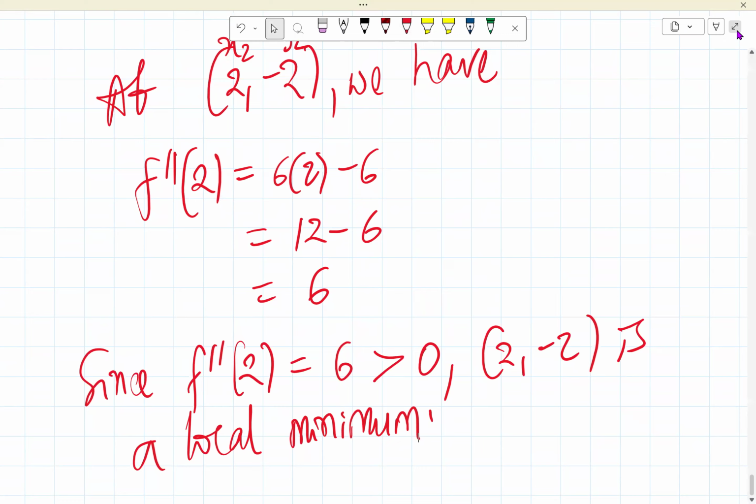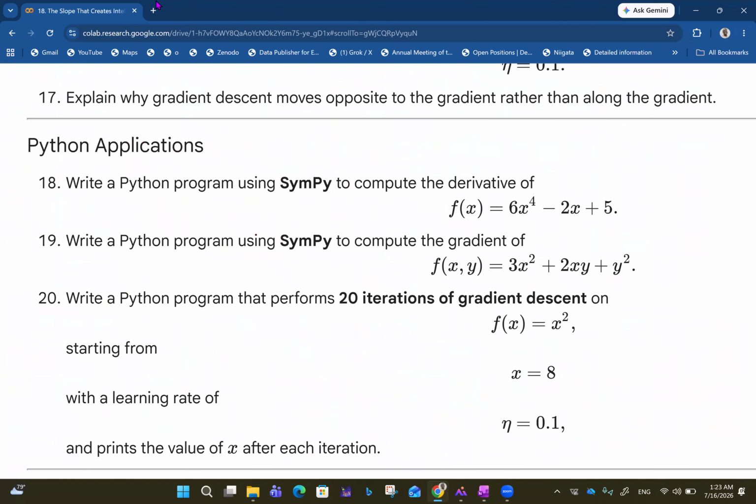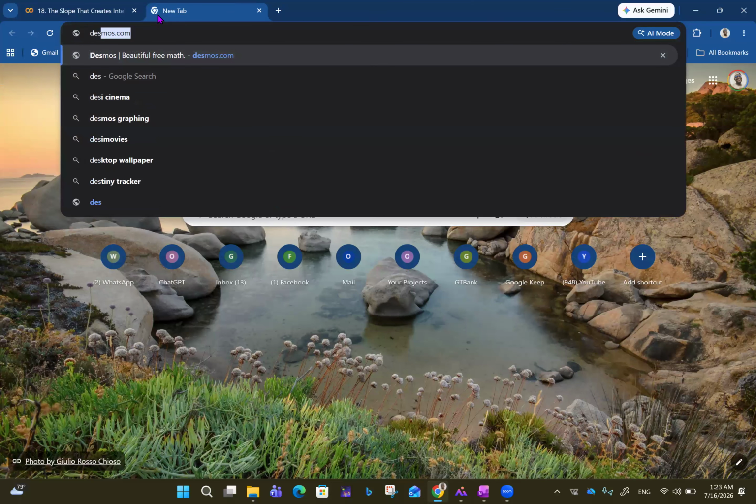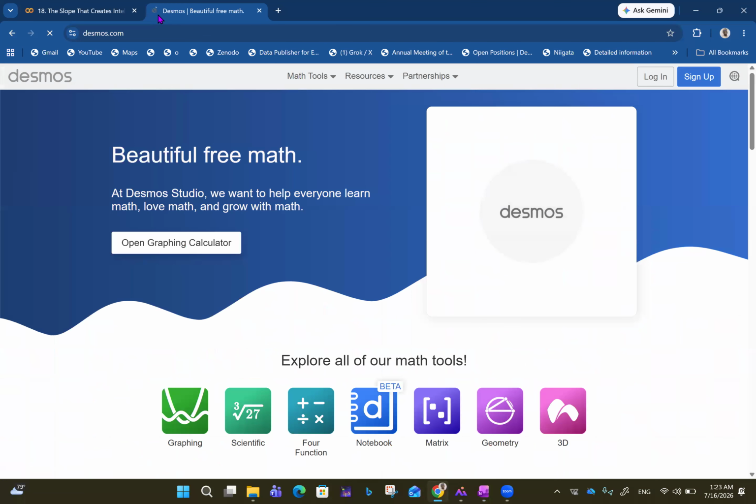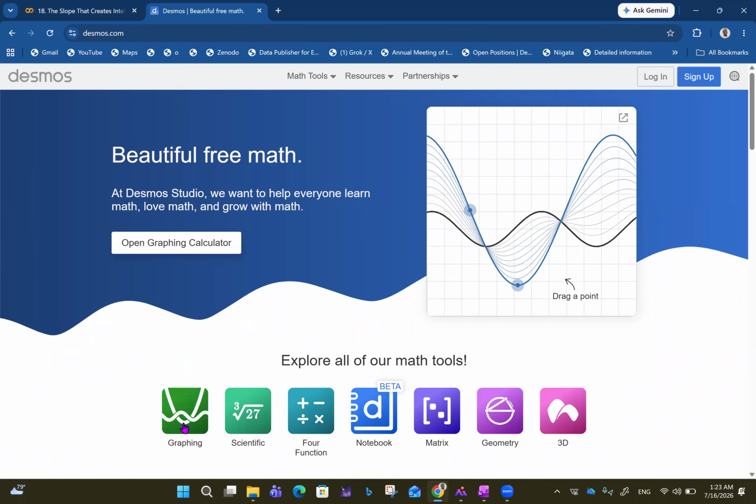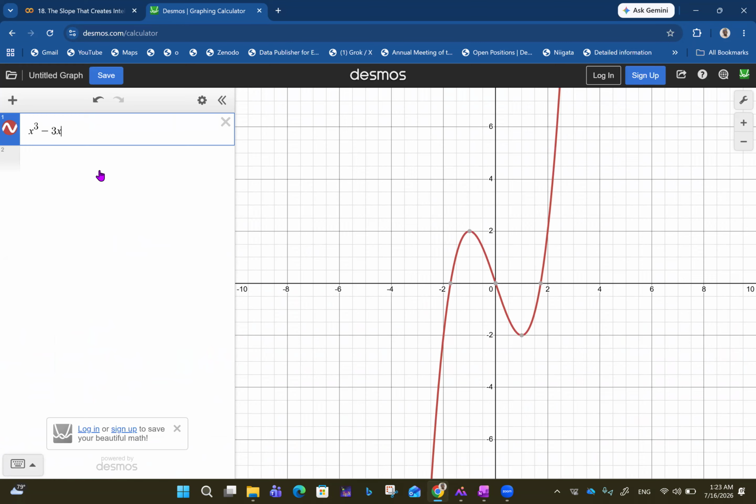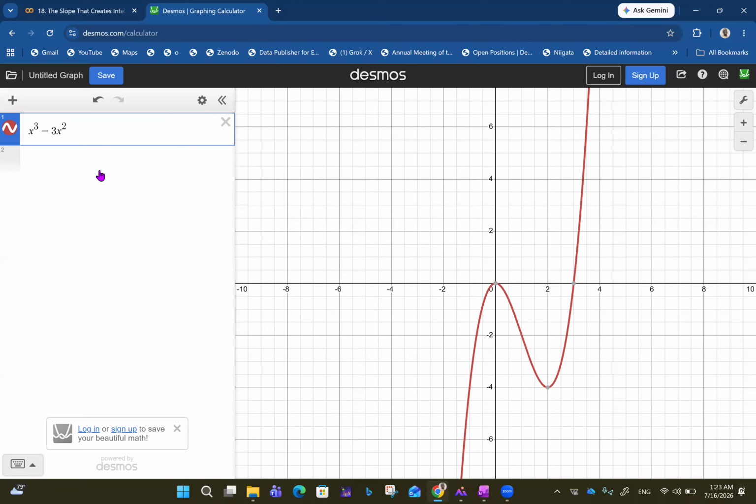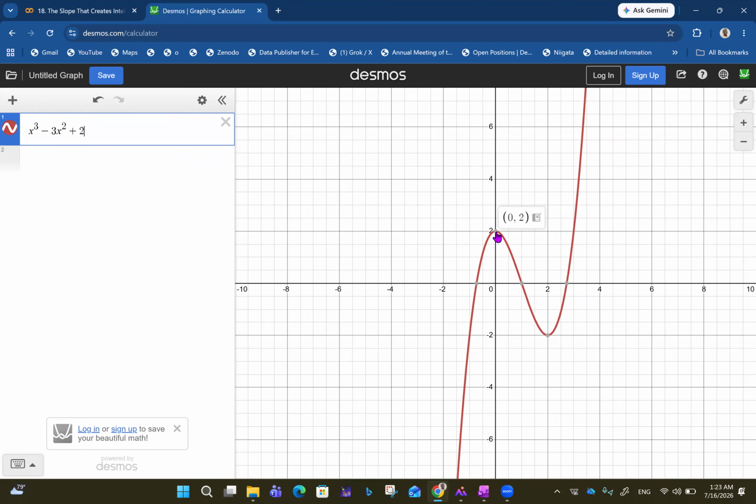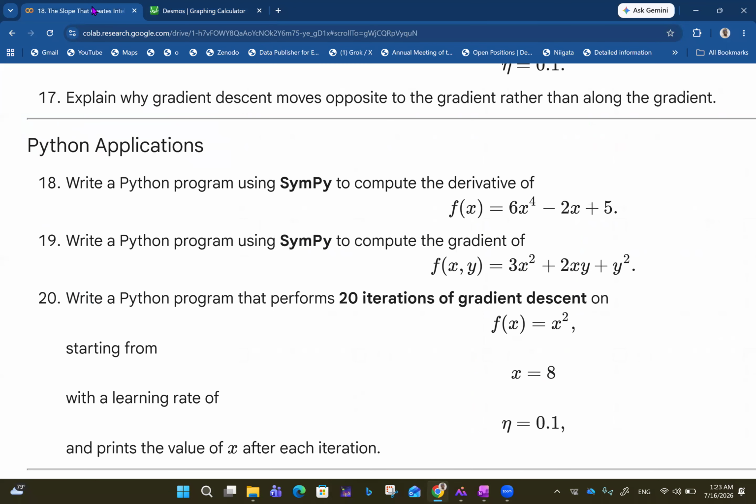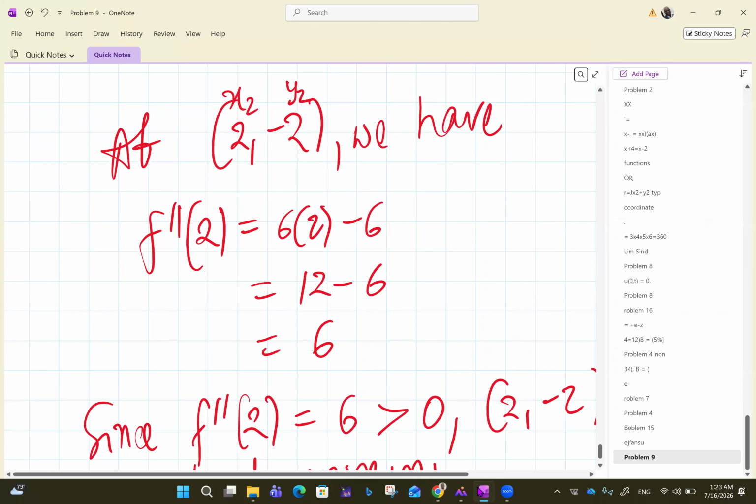You can demonstrate that graphically using something like Desmos. All you need is to plot the function itself. By plotting the function, you can easily read off the local maximum or local minimum. So we have x raised to power 3 minus 3x raised to power 2 plus 2. This is the 0, 2. It's at the top, so it's a maximum point. Then 2, minus 2 is the minimum point. That's what that simply tells us there. So that ends problem 13.